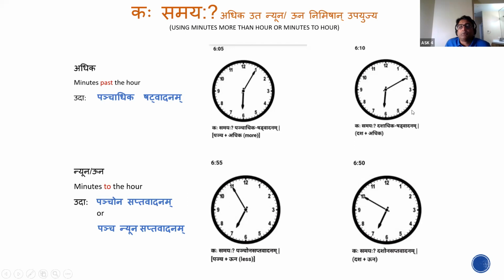Suppose it is 23. What? Trayavimshati. Then Trayavimshati adhika shadvadanam. So when you combine it, Trayavimshati adhika shadvadanam. If you don't know how to connect it correctly, you can say Shadvimshati, then put a gap and then say adhika, and you can manage like that. Actually, it should be together: Shadvimshati adhika.